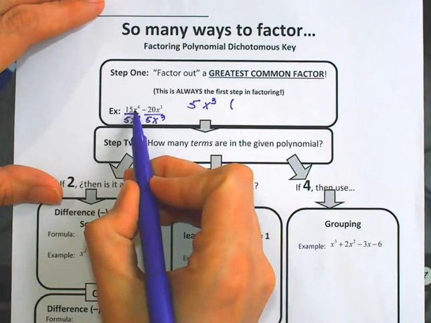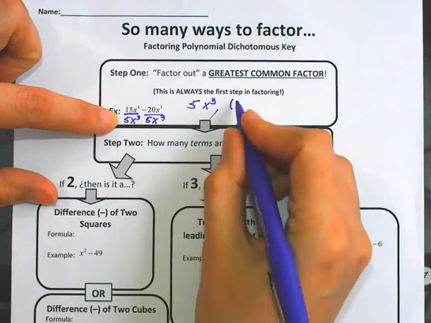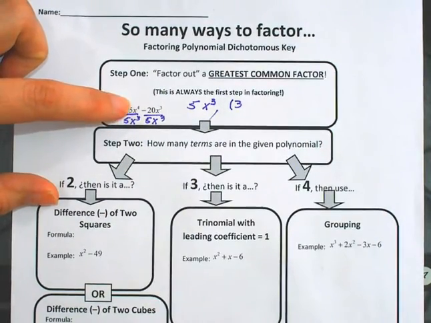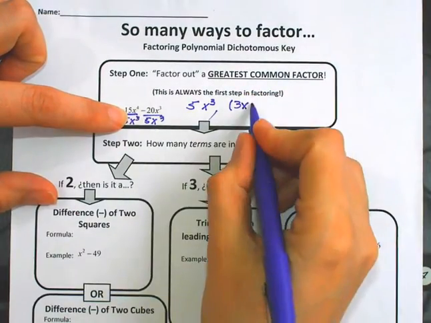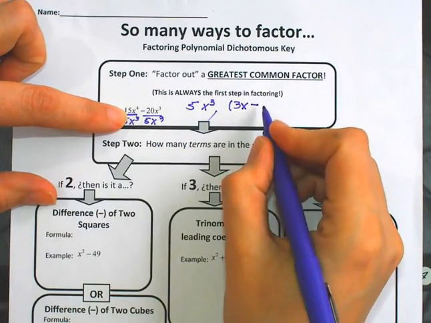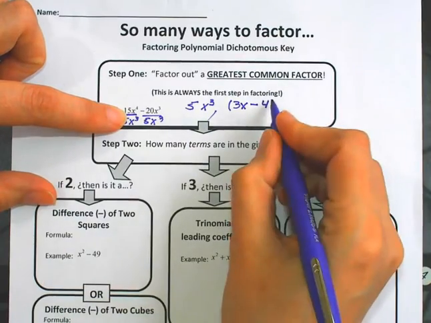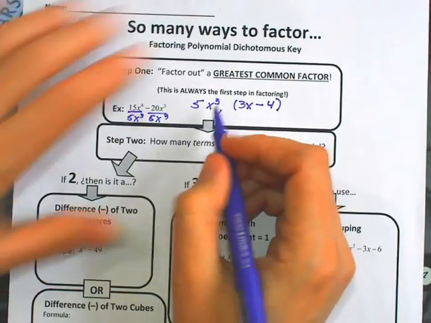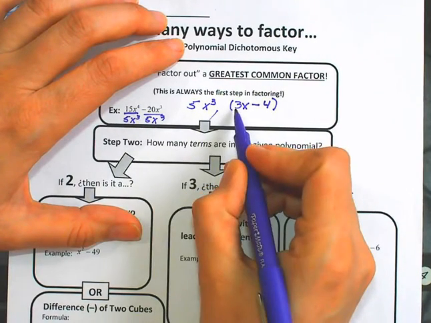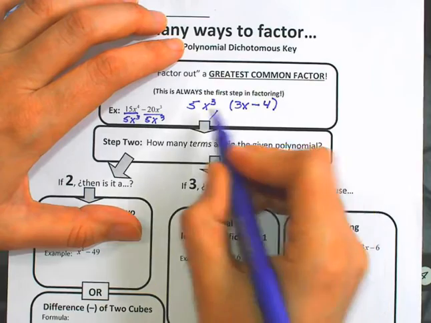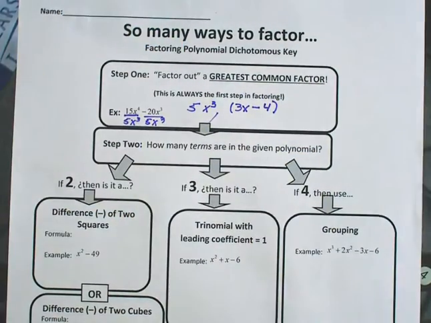So 15x to the fourth, look at the numbers first. 15 divided by 5 is 3. x to the fourth divided by x to the third is just x. Minus 20 divided by 5 is 4. x to the third divided by x to the third is 1. So our final answer would be 5x to the third times the quantity 3x minus 4. Now if you were to multiply this back together, you should come back up with your original expression.